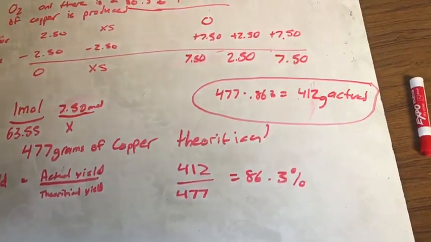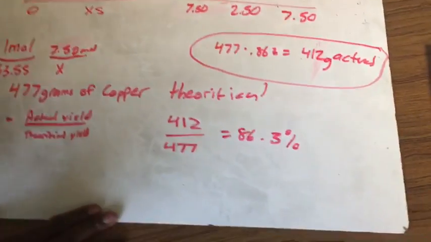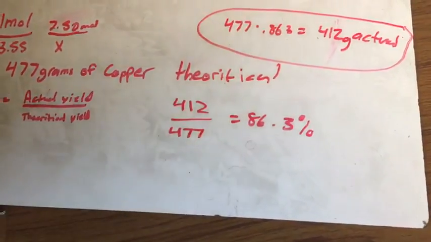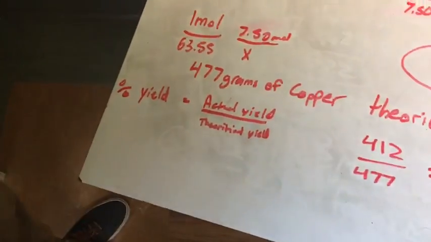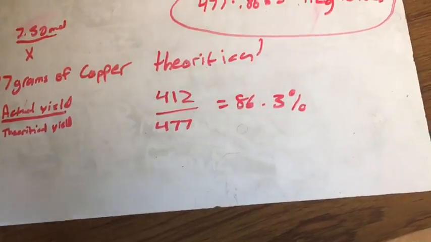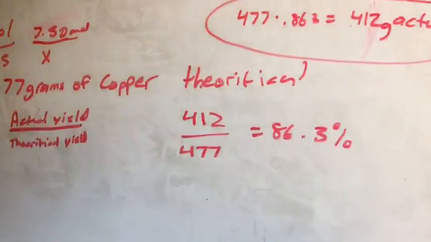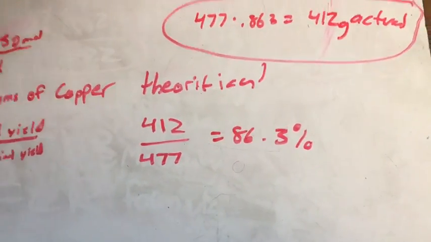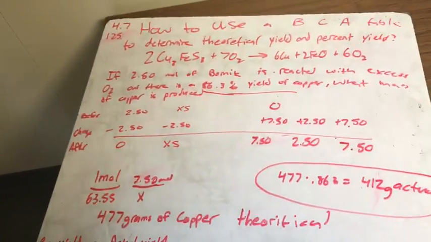And then we can check that by just setting up an equation, this is the equation to determine the percent yield, actual yield over theoretical yield, 412, which is the actual yield, over 477, which is the theoretical yield, and we get 86.3%, which is what we had in the question above. So yeah, that's the correct answer.